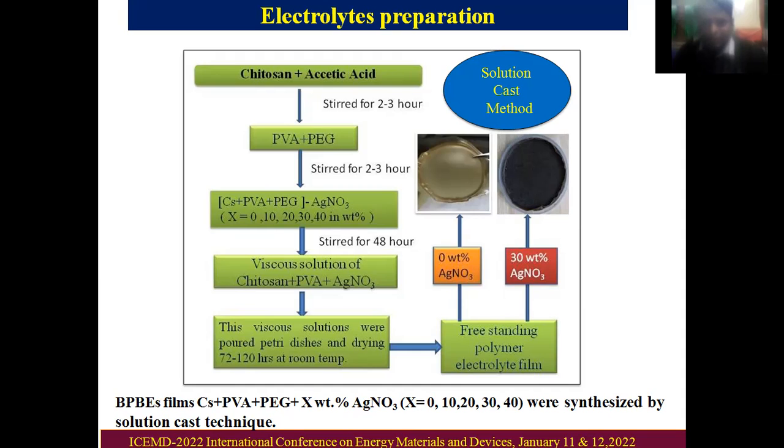the polymer electrolyte film. The first figure shows the film without AgNO3. The second figure shows the 30 weight percent AgNO3 film. Because the AgNO3 reacts with the acetic acid, it produces a black color.